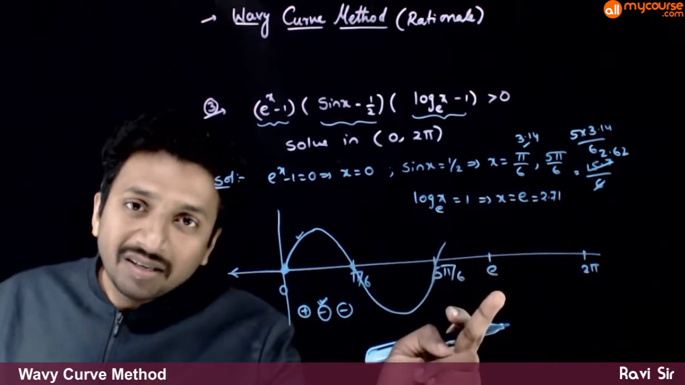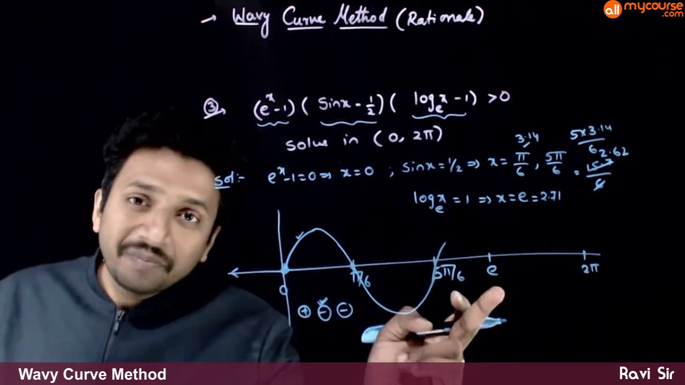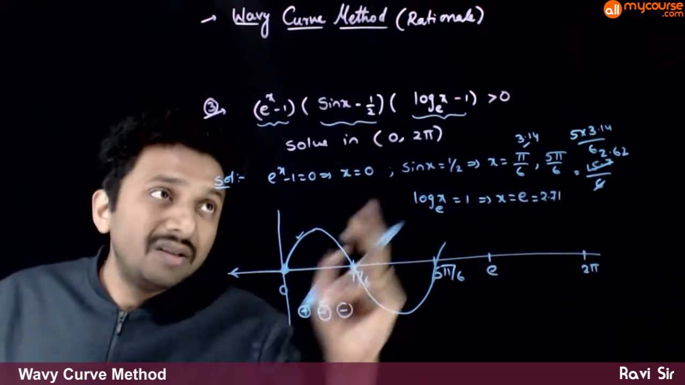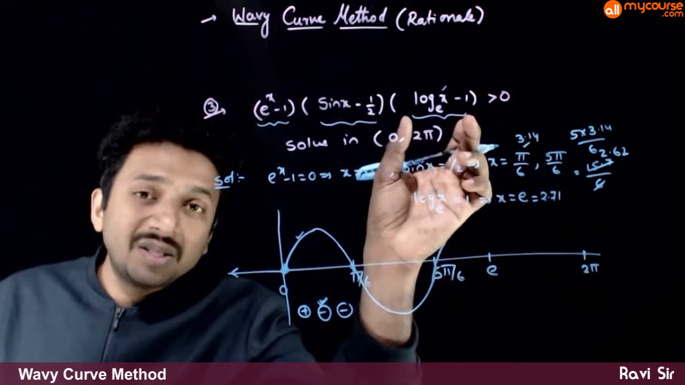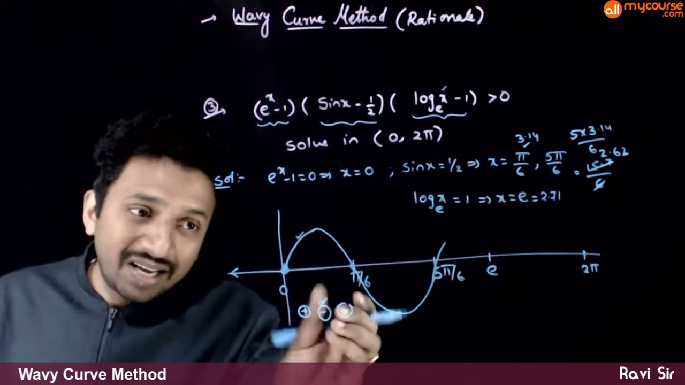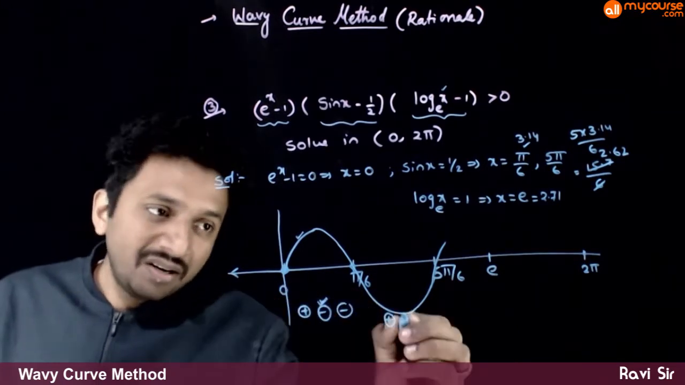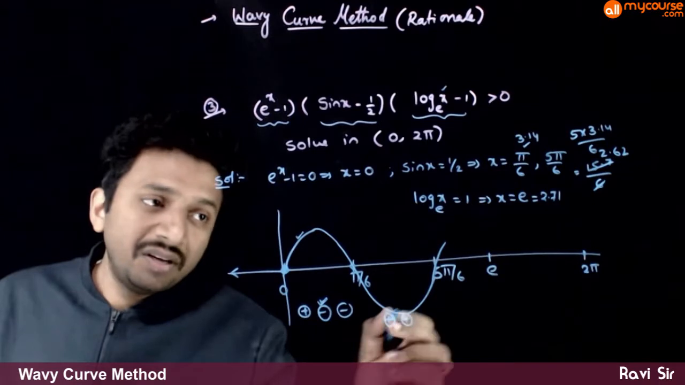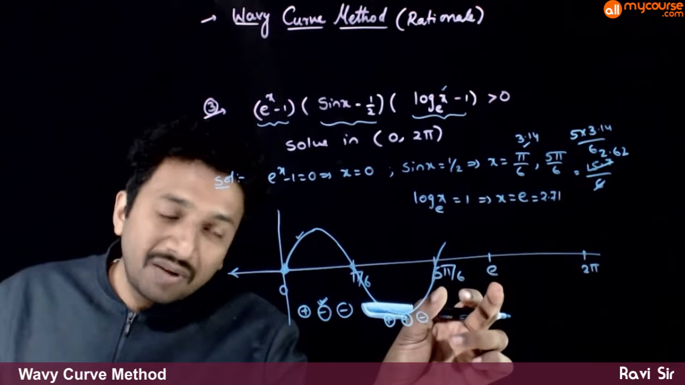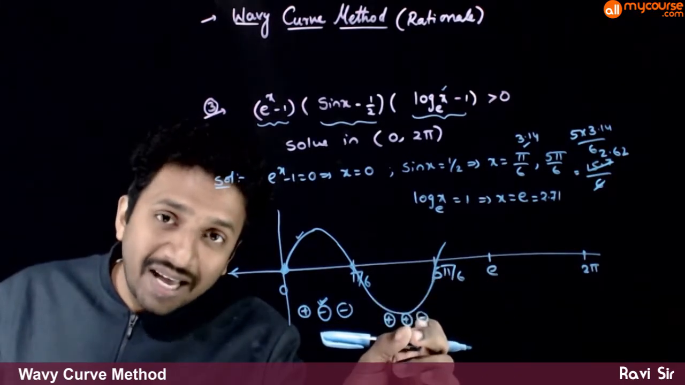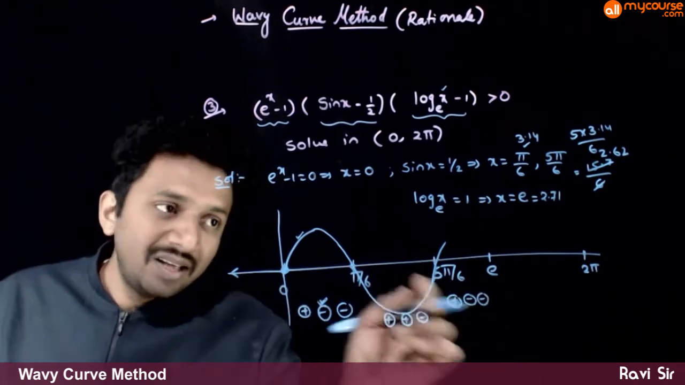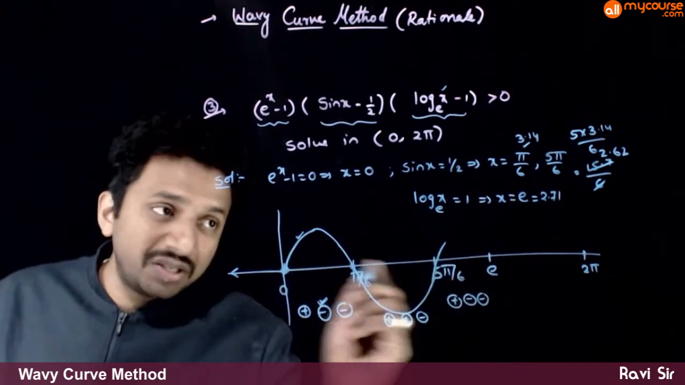And what happens at e? The sign of log x to the base e minus 1 changes. When x is greater than e, this is positive, and when x is less than e, this is negative. So if I have to write the signs, I can write it like this. The first expression is positive here, sin x minus half also becomes positive here, and this is negative. So the expression is negative in this interval. Once you come to the next interval, the sign of sin x minus half again changes. That is plus, minus, minus. So the effective expression has become positive.